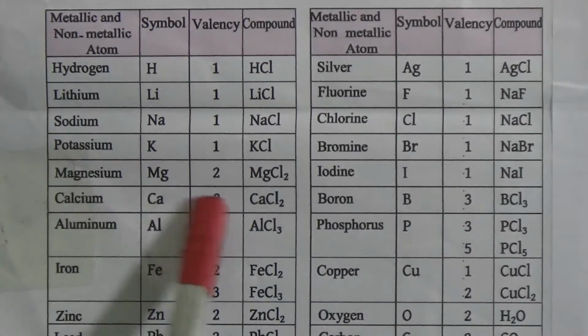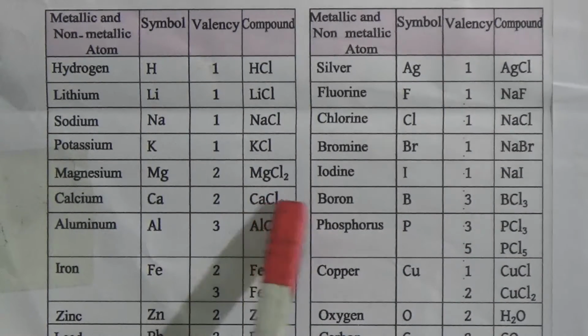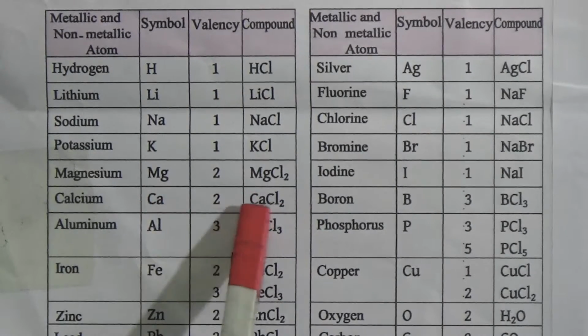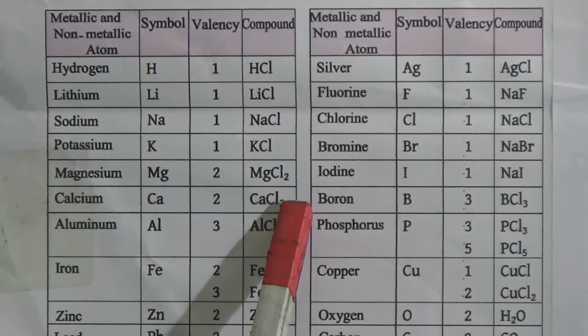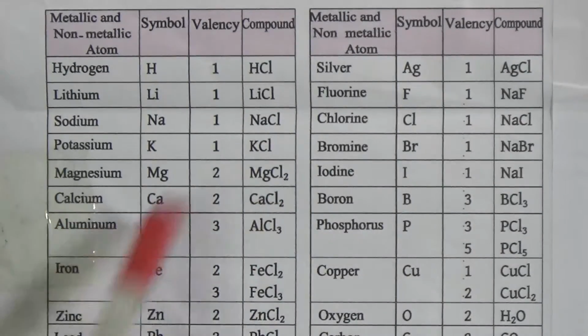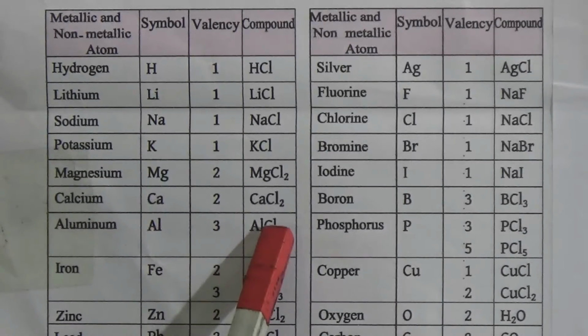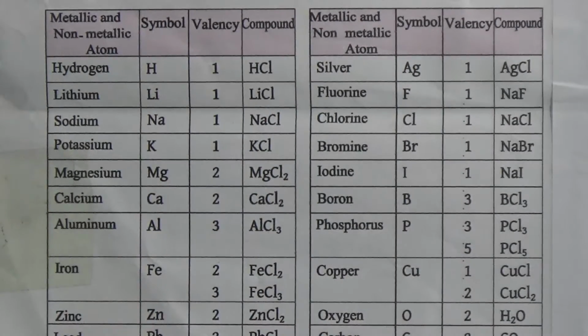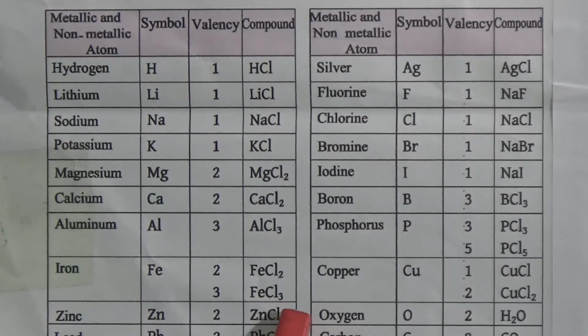Calcium's valency here is 2, because it can hold 2 chlorine atoms, so we write CaCl2, calcium chloride. Coming to aluminum, the valency is 3, it can hold 3 chlorine atoms, so we write AlCl3, aluminum chloride. In the same way, for zinc chloride, zinc can hold 2 chlorine atoms, so the valency of zinc is 2.